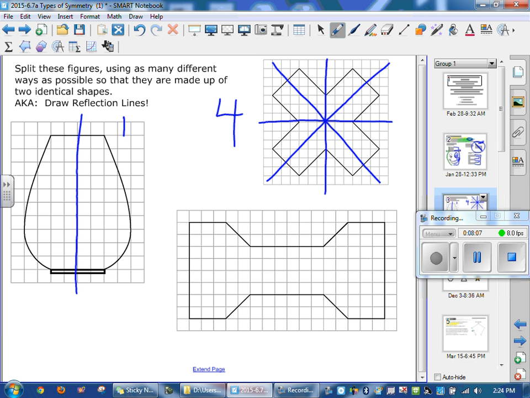What about the bottom? It looks kind of like a barbell weight. Straight down the middle and sideways, right through the middle, absolutely. Oh, can I go diagonal on this one? Yes, you can. No, you can't.